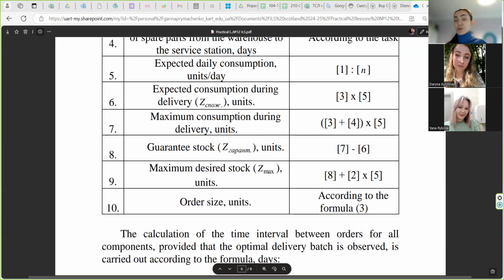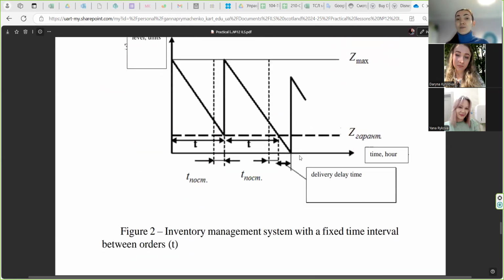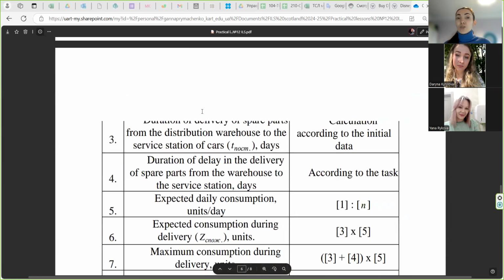We also use this special instruction and do all these steps, use some formulas, and also get the finished picture. So I think we will try to do the first part of this task today, and maybe the second part, with a fixed time between different orders, on the next practical lesson. But I think it is better for understanding what the difference is between these two systems. Now we start to calculate the first one.